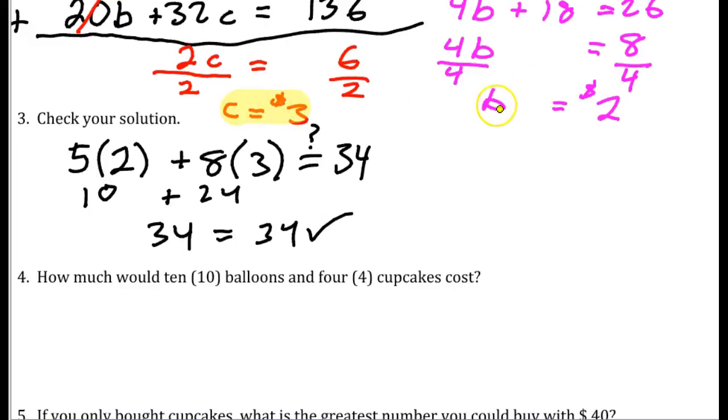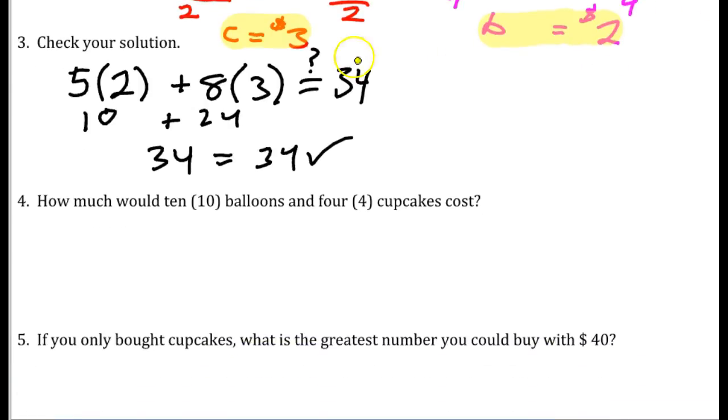Now, that's been pretty normal up to this point, but now there's a few more questions. Now that we actually have how much the cupcakes and the balloons cost, let's figure out some totals. If we're trying to find 10 balloons and 4 cupcakes, how much do they cost? Let's see what we get. So 10 balloons would cost how much? It's $2 a piece, right?